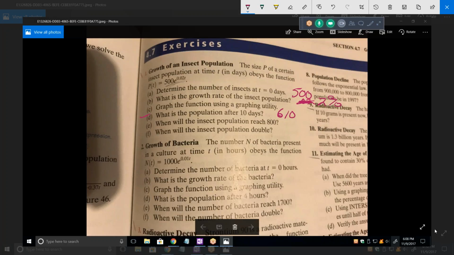When will the insect population reach 800? How do you do that? What equation would I use? Don't you use 800 equals 500 e to the power of 0.02 times t? Okay, how do I solve that? In other words, I'm solving that. I graphed it. Or I just graphed the original.